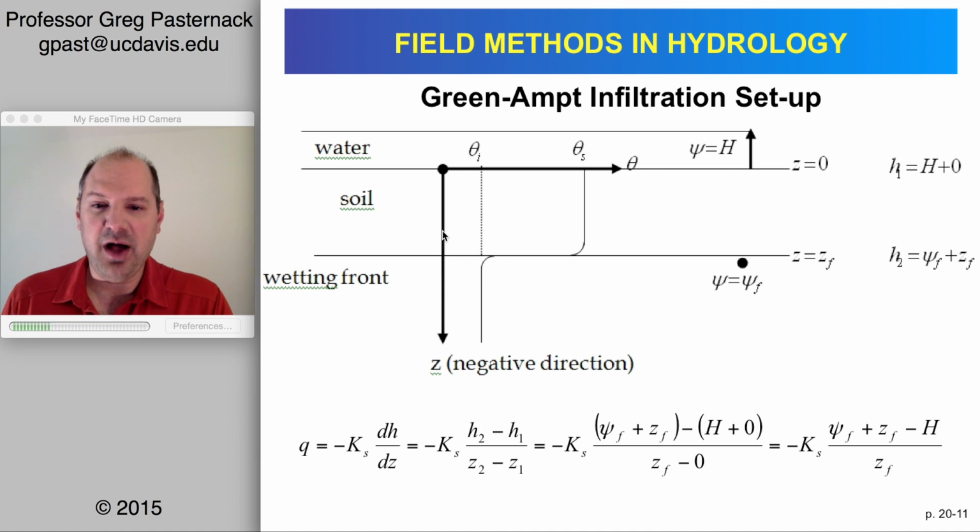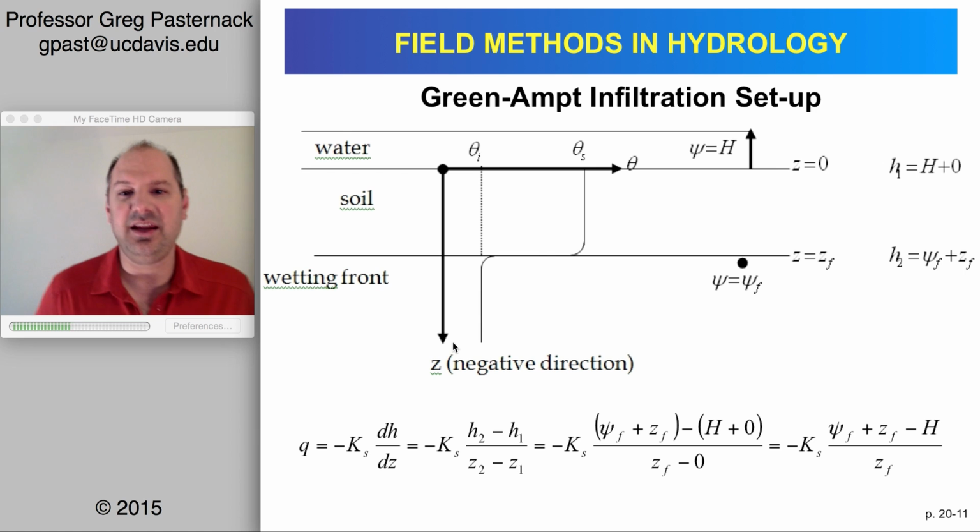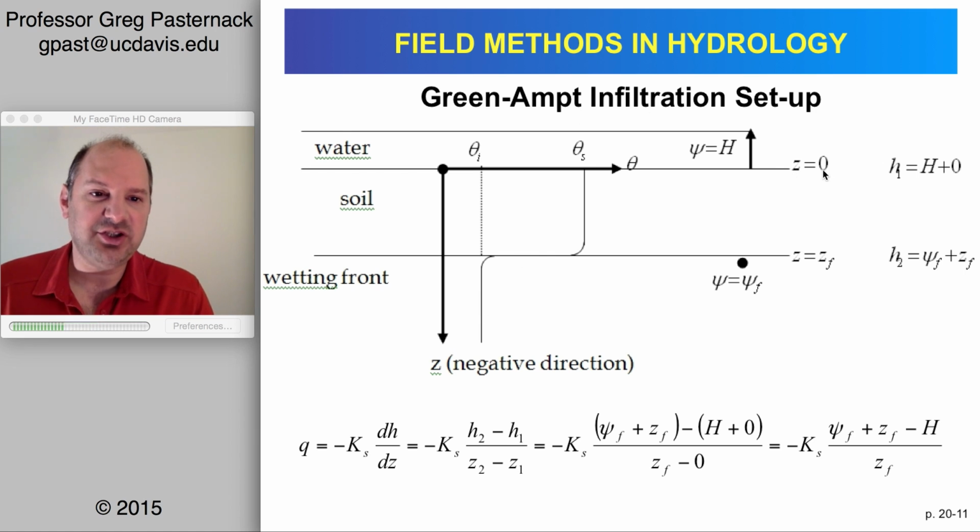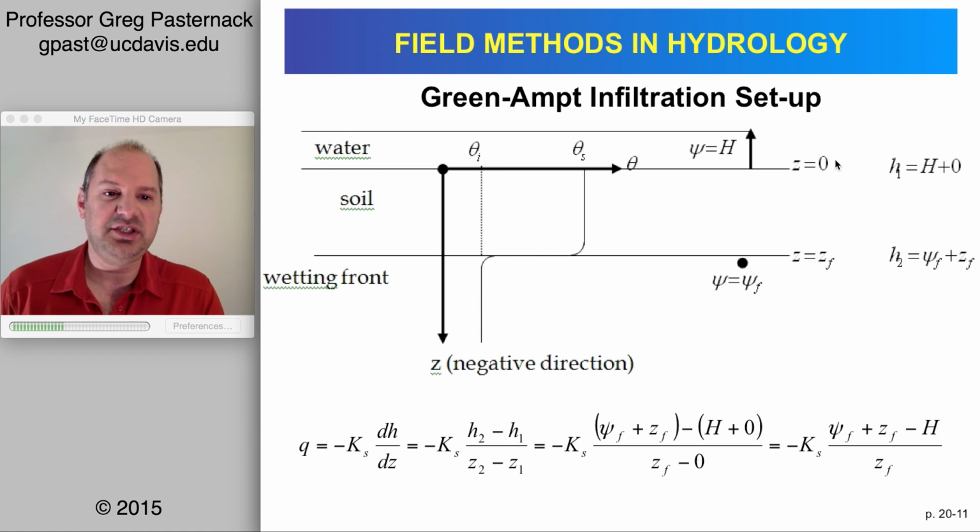Now the way this is plotted, the bold arrows indicate a coordinate axis, where the vertical axis indicates depth. And in this case, although it's pointing down, this would be in the negative direction. The ground surface is given an elevation z equals 0. And here at the wetting front, the elevation z is zf.